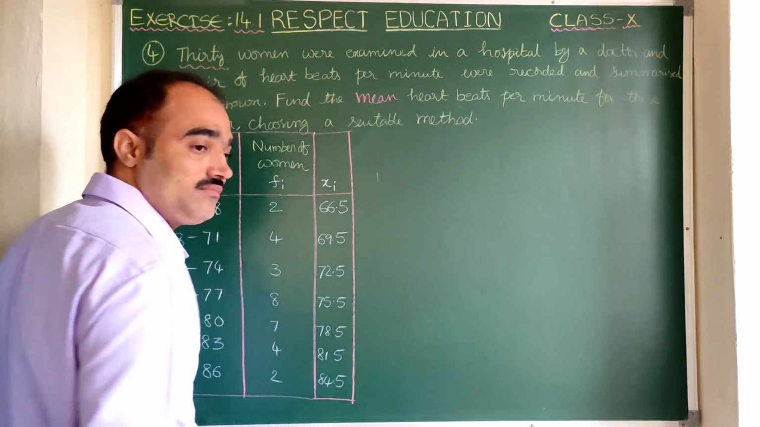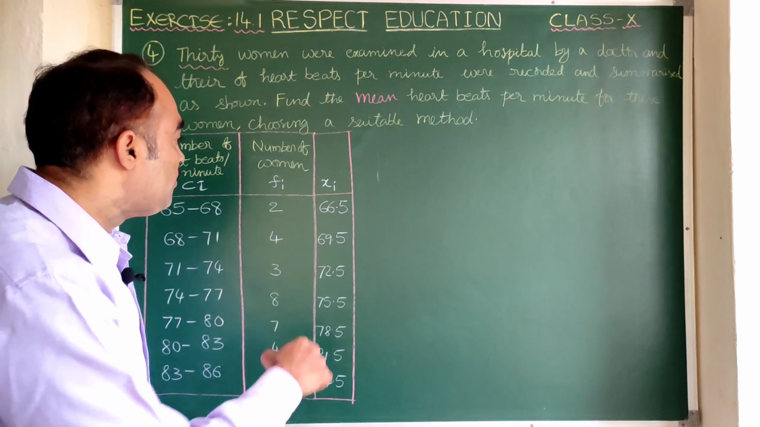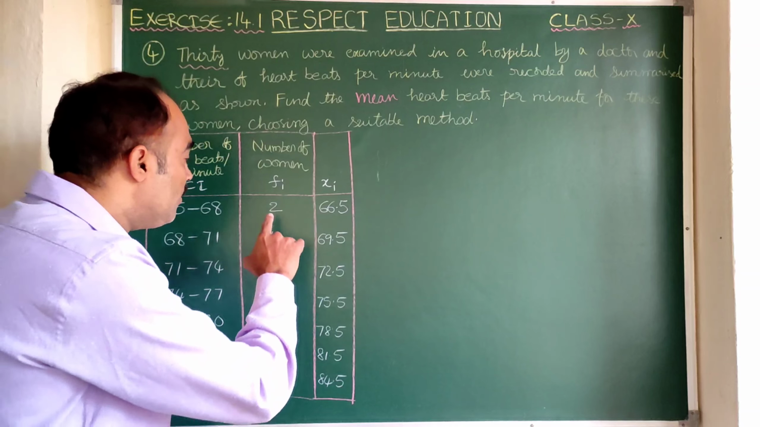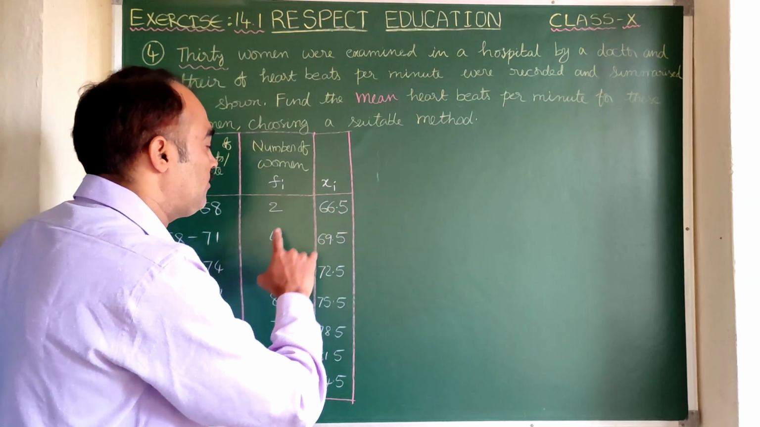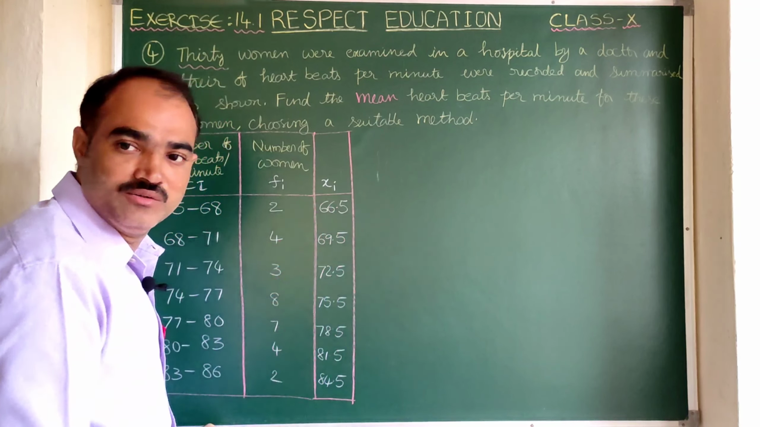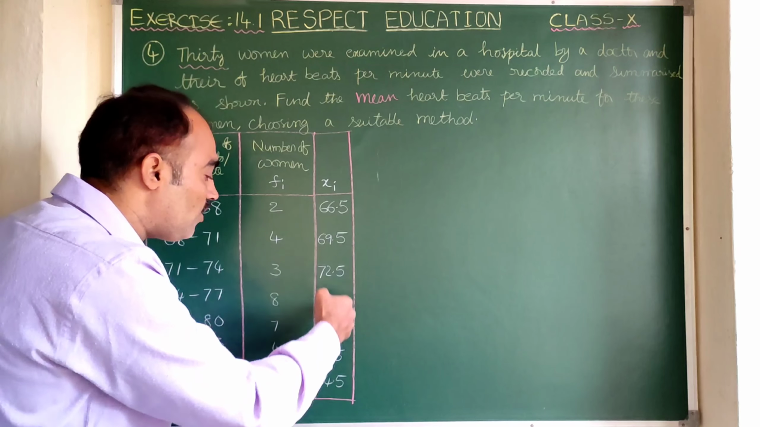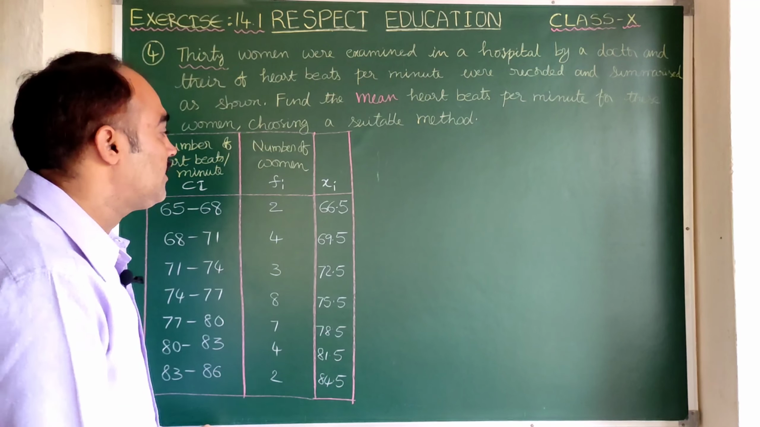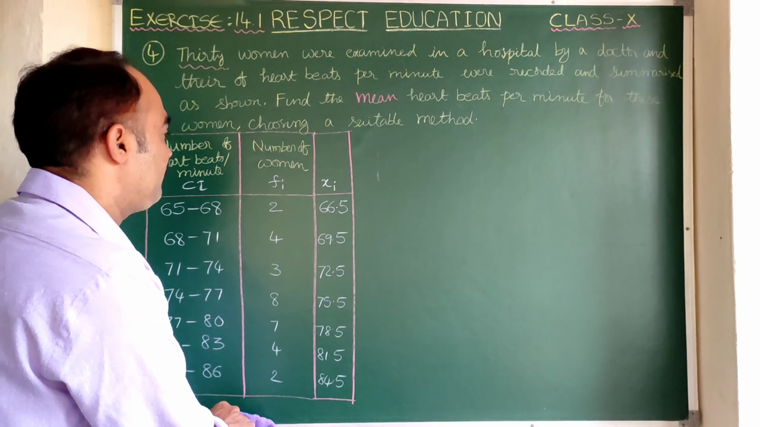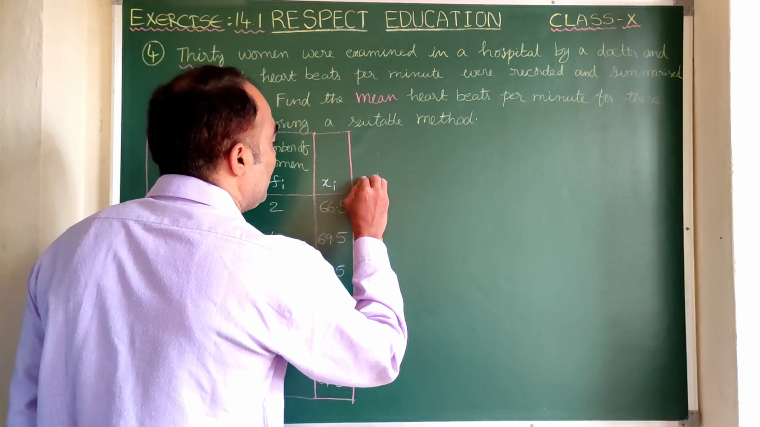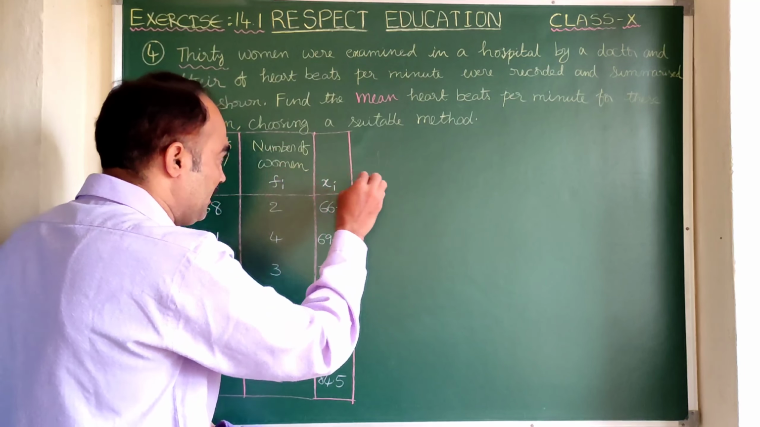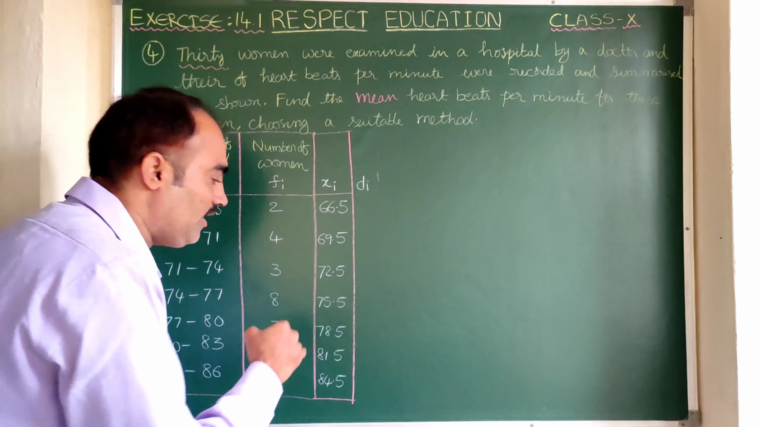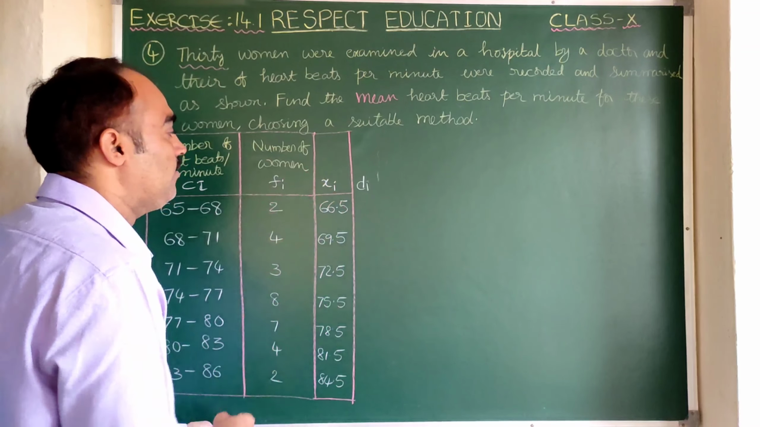See here. If we are ready to do it in the direct method, what do we need to do? We should multiply 2 into 66.5, 4 into this value, 3 into this value. If you feel this is not comfortable for you, then you can find di. So here it looks a little bit difficult for multiplying all the values. Then let us go for di now.